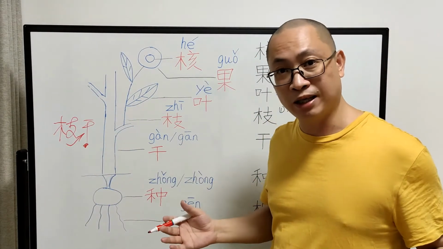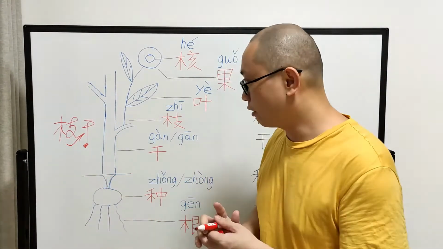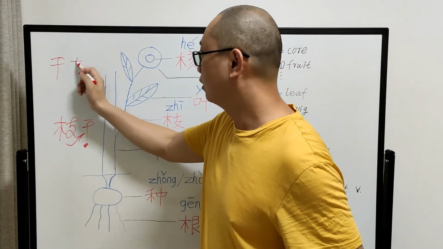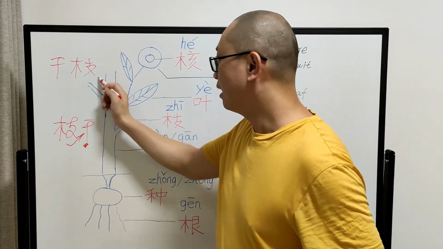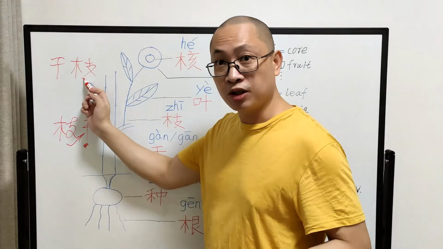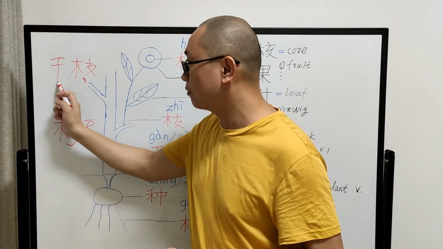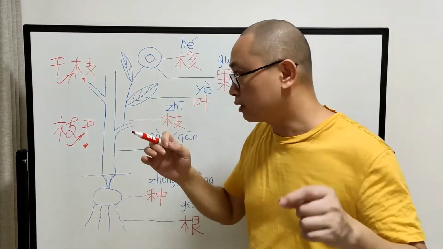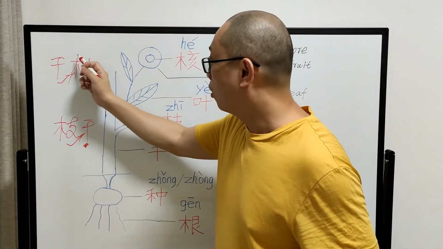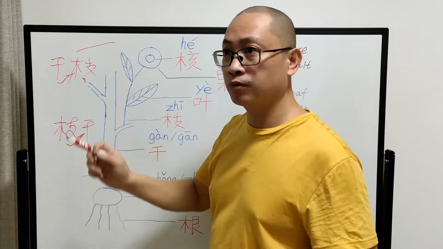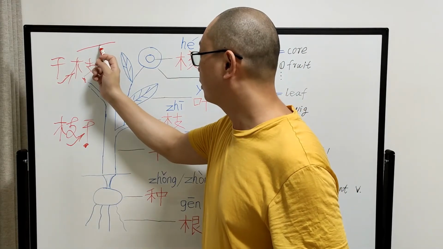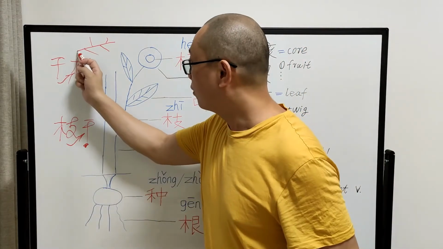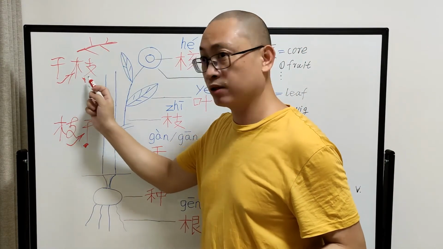Okay? Is it clear enough? Okay. What if I reverse these 2 characters to be 干枝? And now 枝 becomes a keyword, and 干 just assists 枝. Let me imagine it. What is 干枝? Okay, here's a strong tree, and then here are some other small twigs. So this one we call the 干枝.